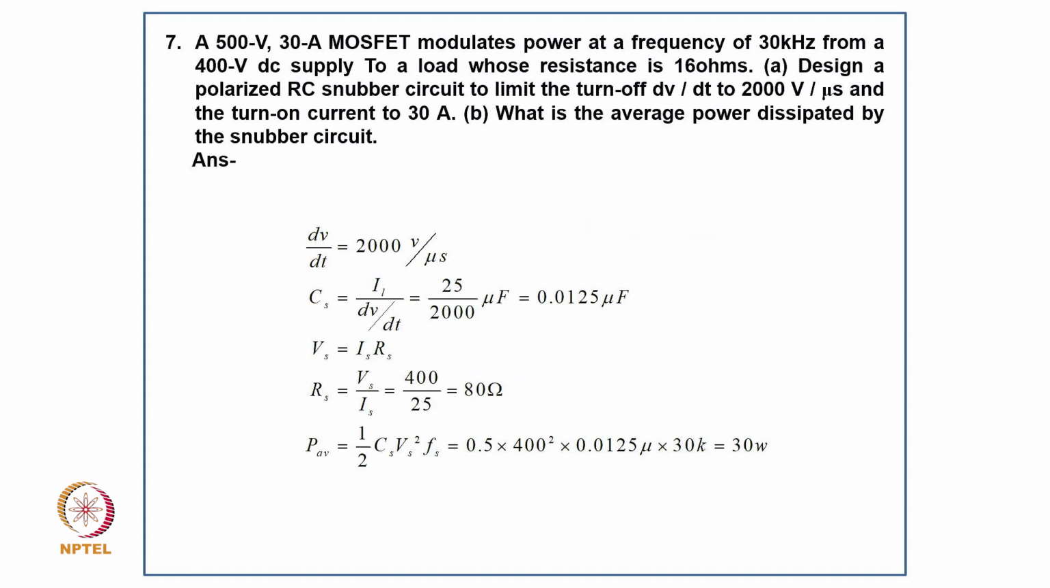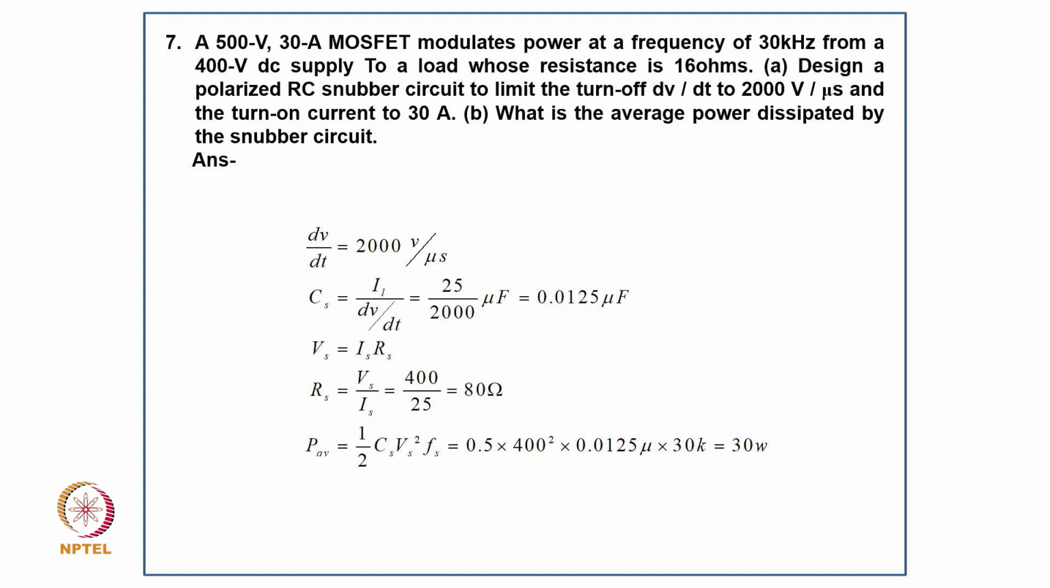Coming to the 7th problem: a 500 volt 30 ampere MOSFET modulates power at a frequency of 30 kilohertz from the 400 volt supply to a load whose resistance is 116 ohm. Design a polarized RC snubber circuit to limit the turn-on dV by dt to 1000 volt per microsecond. The turn-on current is 30 ampere. What is the average power dissipation in the snubber?